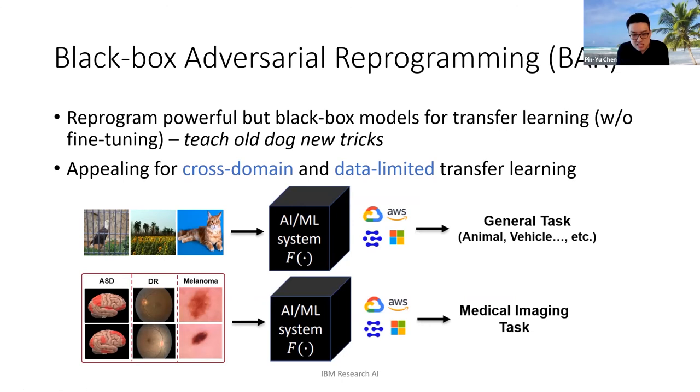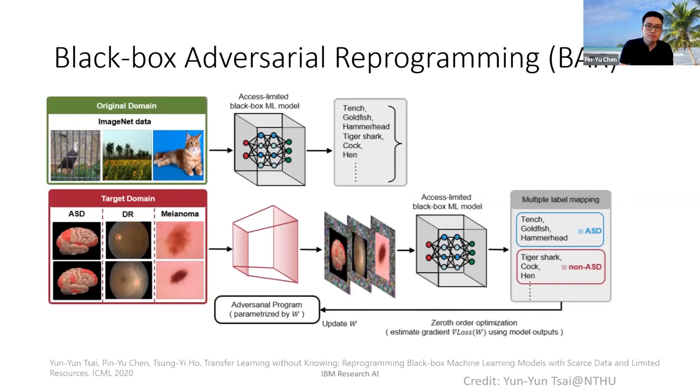The tasks that we're interested in here are medical imaging tasks. These are label-limited scenarios where acquiring new annotations is very expensive. So how do we reprogram a black box model to enable transfer learning? There are several stages. First, we take the target domain data and it undergoes some input transformations. This input transformation is parameterized by a function with parameter W.